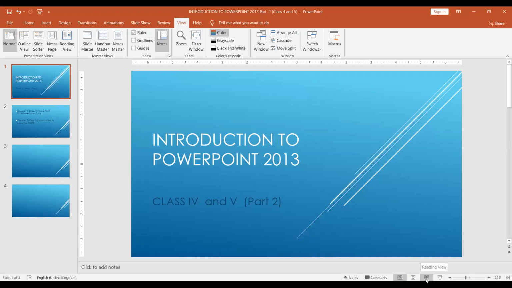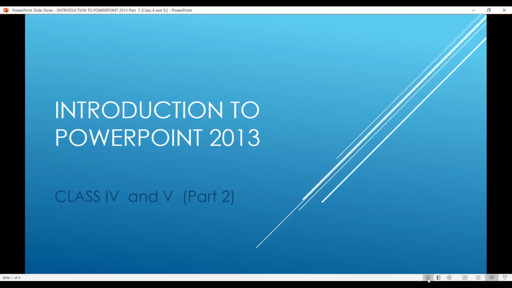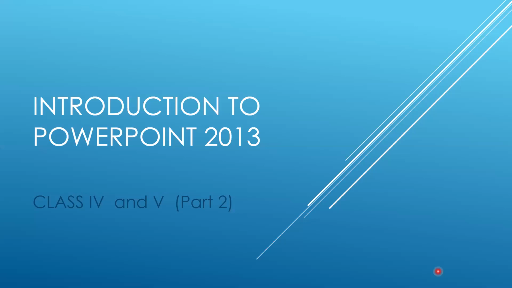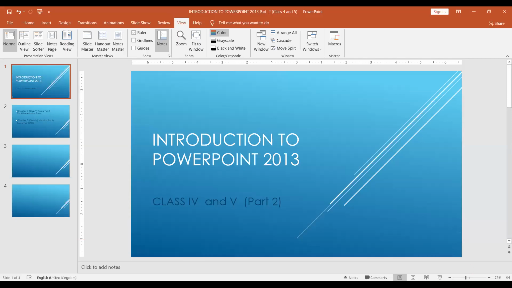Now, what is reading view? It hides all the editing tools. If I click here, I will not get these editing tools. I will not see the tabs and all. Let me show it to you. Can you see? No tabs, nothing. Now if I press the escape key, it will come back to normal view. Then you have slide show. If I want to run the slides, I just click here. Can you see? Yes. Now let me press escape. So these are the 4 types of views.